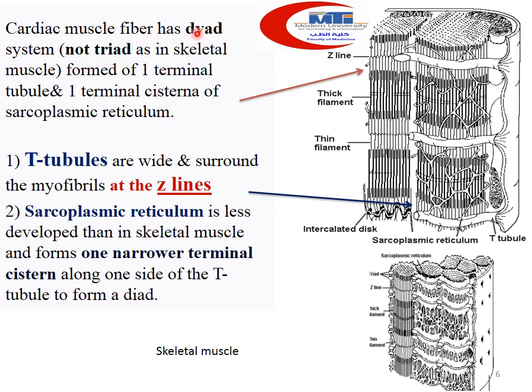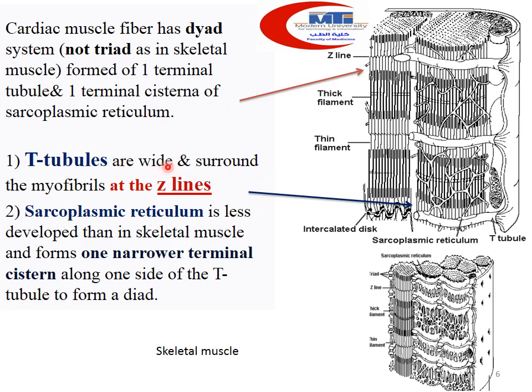The cardiac muscle fiber has a diad system, not a triad as in the skeletal muscle, formed of one terminal tubule and one terminal cisterna of sarcoplasmic reticulum. Again, the cardiac muscle fiber has a diad system, not a triad. Triad is in skeletal muscles. What is the diad of cardiac muscle fiber? Diad is formed of one T-tubule and one terminal cisterna of sarcoplasmic reticulum.